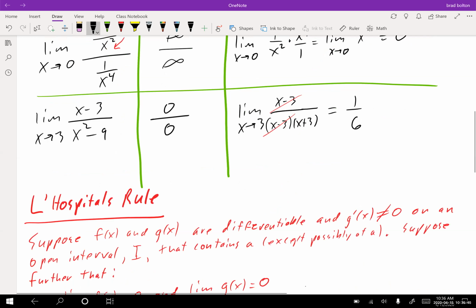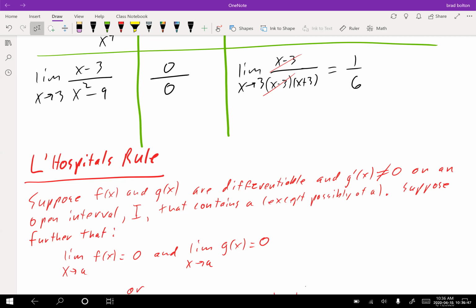Okay, so these are all problems that we could use algebra to simplify, but that will not always be the case. Sometimes you just can't do anything. So that's where L'Hopital's kind of steps in.